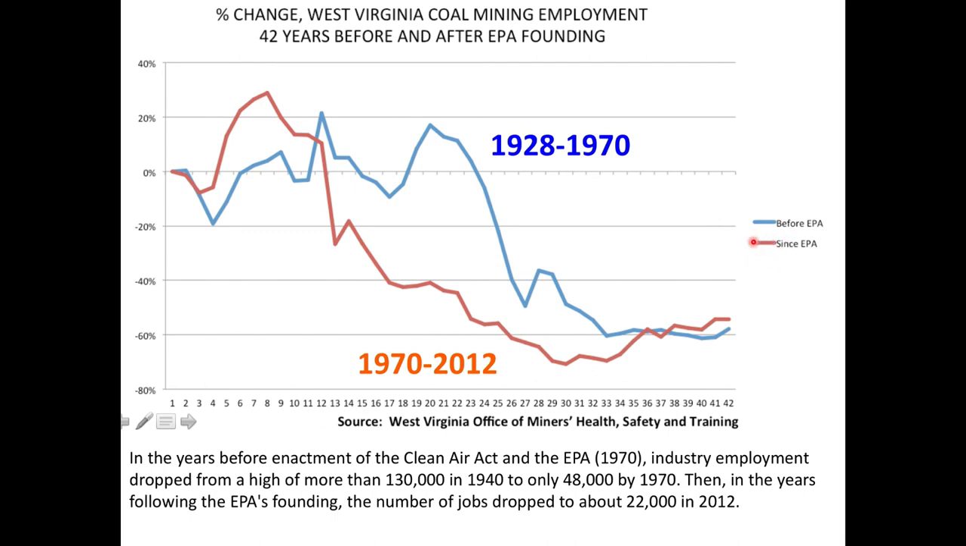So the EPA was created in the early 1970s. The blue is the period 1928 to 1970. The red is the period 1970 to 2012. And what you're looking at here on the y-axis is the percent change in the mining employment in West Virginia for the 42 years before the EPA and the 42 years after the EPA. And you can see that there is no statistically significant impact of the EPA. So regulations did not kill coal, not in the least.